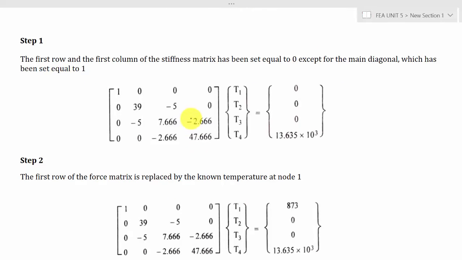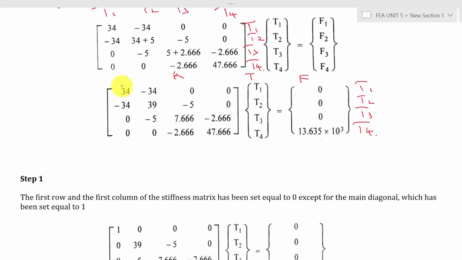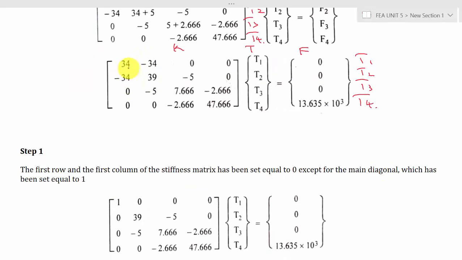So now I'll tell you the procedure. So first step is the first row and first column of the stiffness matrix has been set equal to 0 except the main diagonal, which is equal to 1. So here you can see that except this k of 1 comma 1, the remaining terms are all equal to 0. So here I have replaced this 1 comma 1 by 1, and all the remaining values, that is first row and first column values, are 0. So this is my step 1.